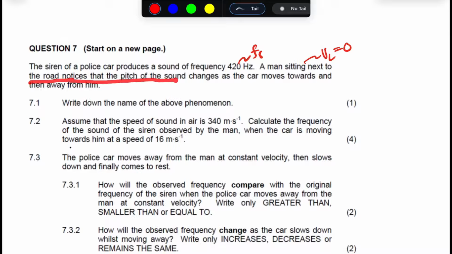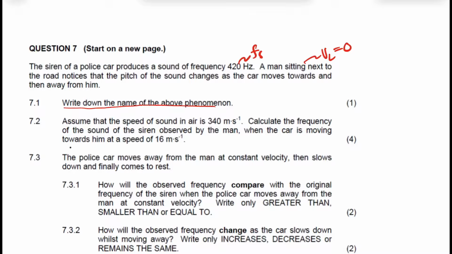He notices that the pitch of the sound changes as the car moves towards and then away from him. So you observed the change, right? It says write down the name of the above phenomenon. This phenomenon is the Doppler Effect. That's the name of that formula, the observed change in frequency.